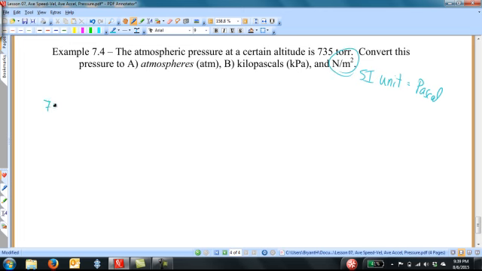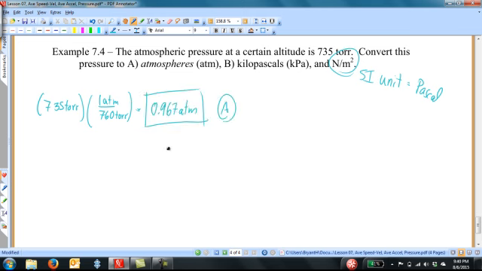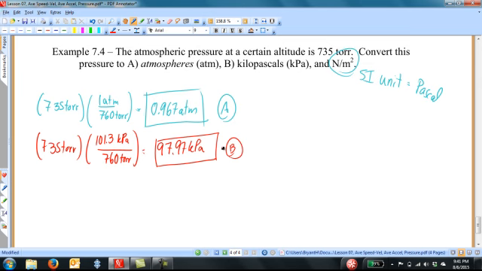All right, so we begin with 735 torr. We want to know how many atmospheres this is. So we need to know that there's 1 atmosphere in 760 torr. I pull out my calculator. I find 0.967 atmospheres, a little less than 1 atmosphere. In part B, we want to convert to kilopascals. The equivalent is 101.3 kilopascal per 760 torr. Now use your calculator. Just under 98 kilopascals of pressure.